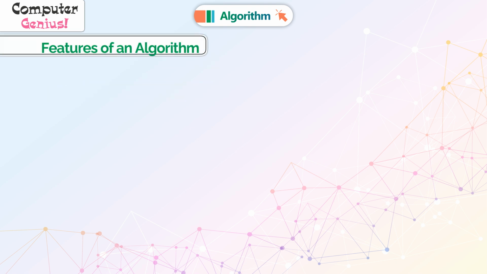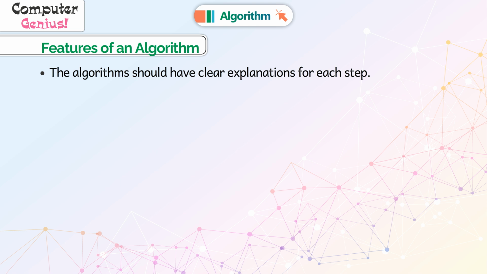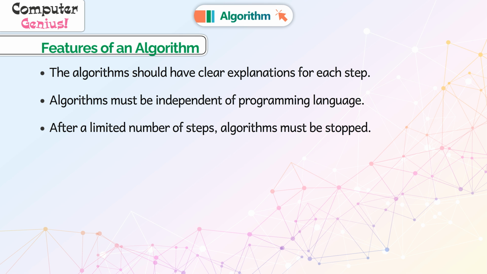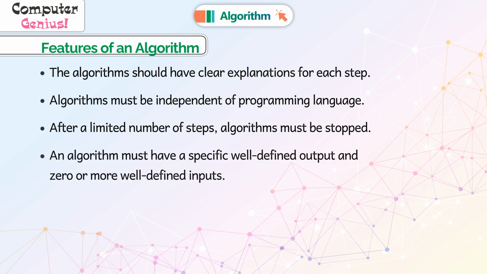Features of an algorithm. The algorithm should have clear explanations for each step. Algorithms must be independent of programming language. After a limited number of steps, algorithms must be stopped. An algorithm must have a specific well-defined output and 0 or more well-defined inputs.